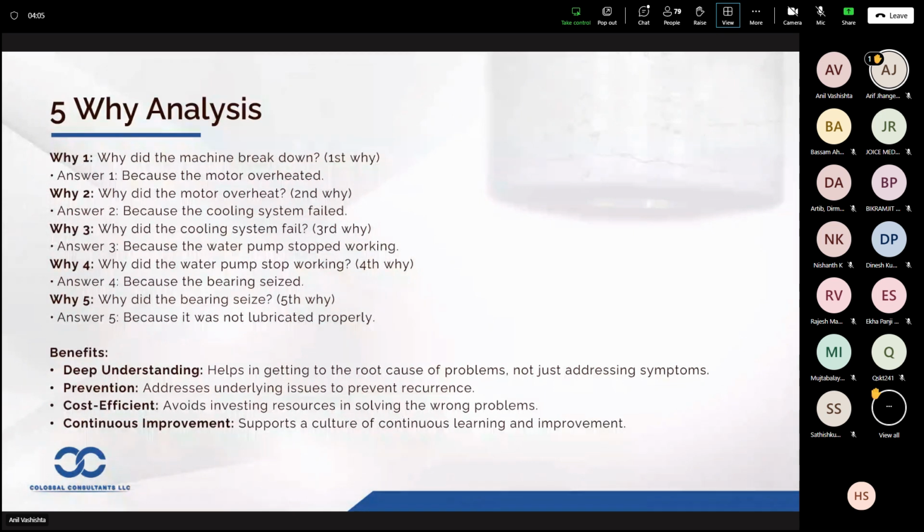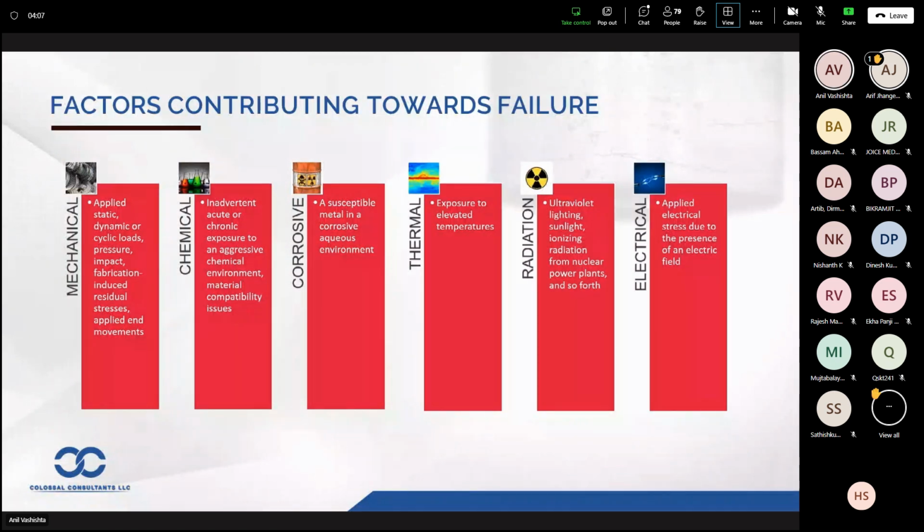Coming to the factors which contribute to the failure. There are different factors which can cause the failure. There may be some other causes also which you think are the causes, but you can consider them to be subcategories to these failures. For example, the failure can be mechanical or chemical or corrosive, thermal, radiation, or electrical.